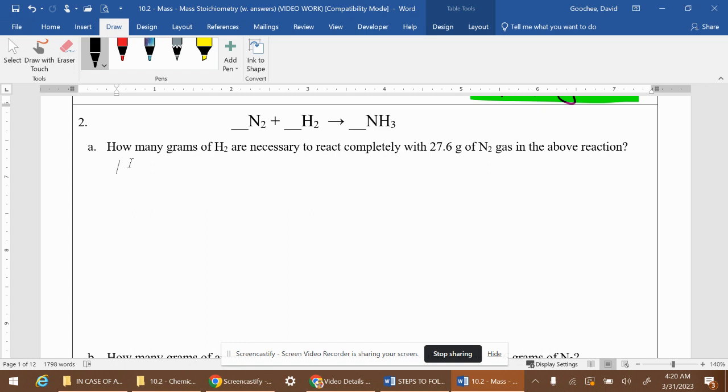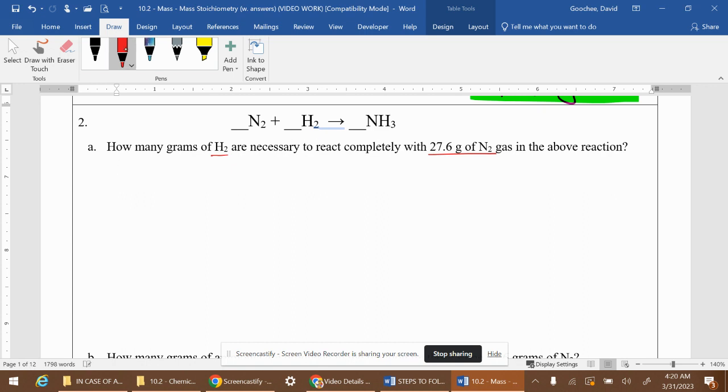And these videos are going to be short. I'm just going to do one problem per video, and so you can just watch whatever videos you want to check those problems. So we have a question here. How many grams of H2 are necessary to react completely with 27.6 grams of N2 in this above reaction right here?